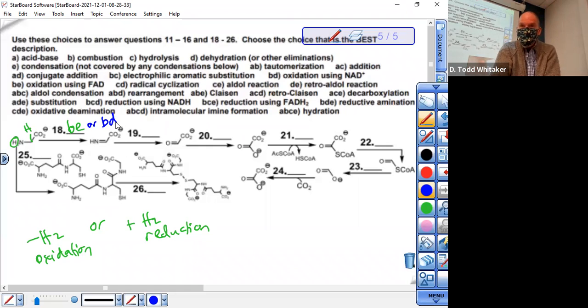If you want a biochemical oxidation of a non-polar functional group, you better use FAD. If you want a biochemical oxidation of a polar functional group, you better use NAD+. And this is not that polar, but it's borderline.